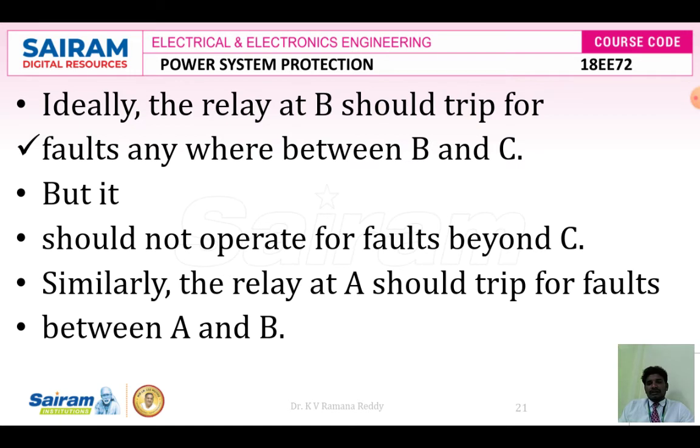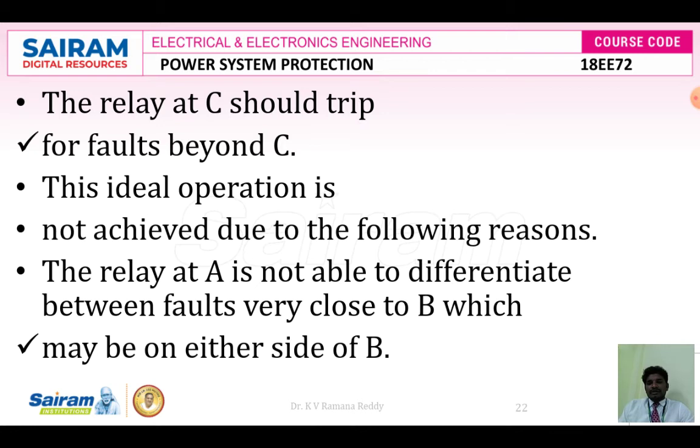Ideally, the relay at B should trip for faults anywhere between B and C, but it should not operate for faults beyond C. Similarly, the relay at A should trip for faults between A and B, and the relay at C should trip for faults beyond C. This ideal operation is not achieved due to the following reasons.